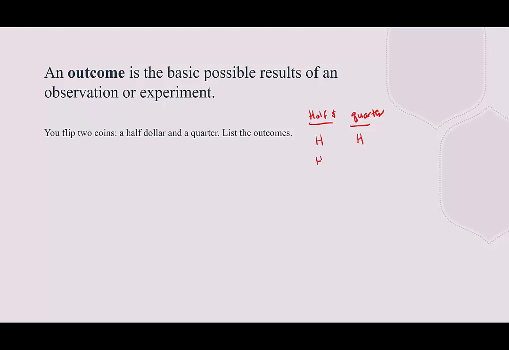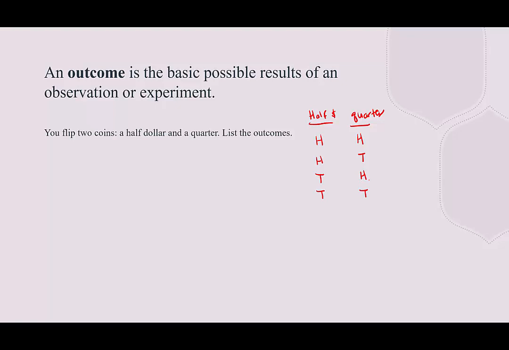Also, I could flip a heads here, but the quarter could be a tails. Or the half dollar could be a tails and the quarter could be a heads, or they could both be tails. And these are the 4 possible things that could happen. We're not including landing on the side.